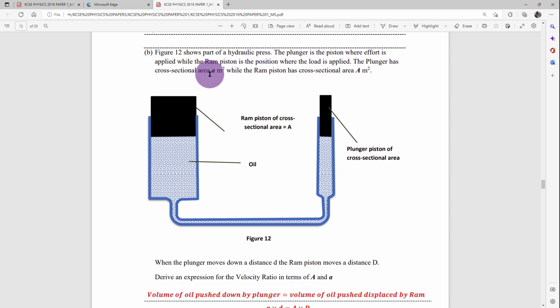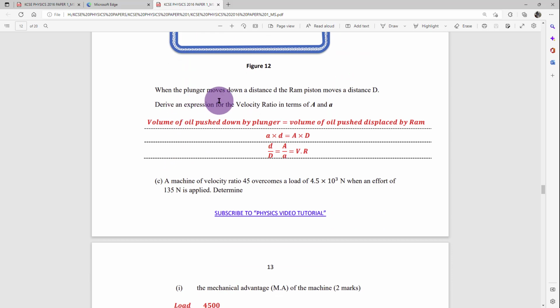The plunger has a cross-section area small a meters squared, while the ram piston has a cross-section area capital A meters squared. So the area here is small a, plunger piston of cross-section area small a. I forgot to indicate small a here, while the ram piston has cross-section area capital A over here. And of course, this is oil inside there. We are told that when the plunger moves down a distance d, the ram piston moves a distance capital D. Derive an expression for the velocity ratio in terms of A and small a.